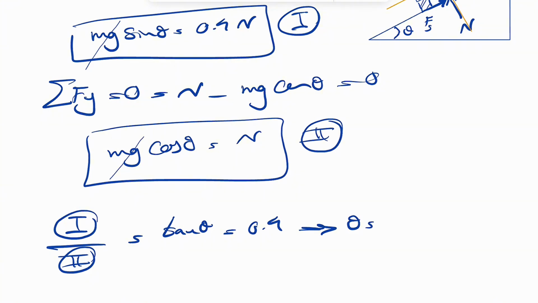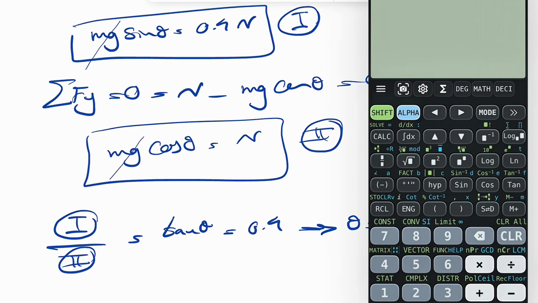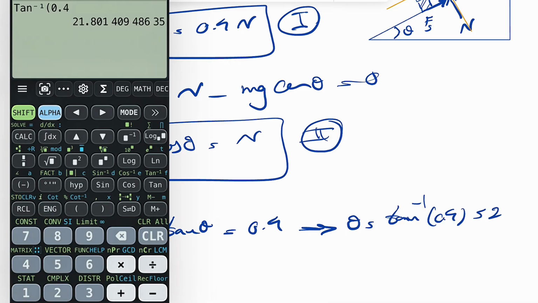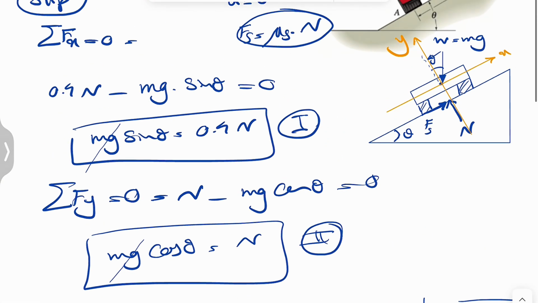And this is going to give us theta, which is the tangent inverse of 0.4. Let's calculate this. Tangent inverse of 0.4. And yeah, that's going to give us 21.8 degrees. And that's the answer for the slipping part.